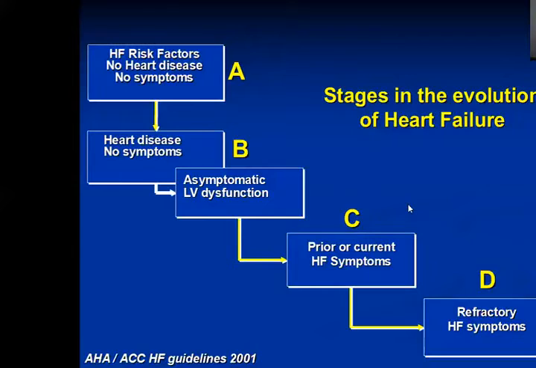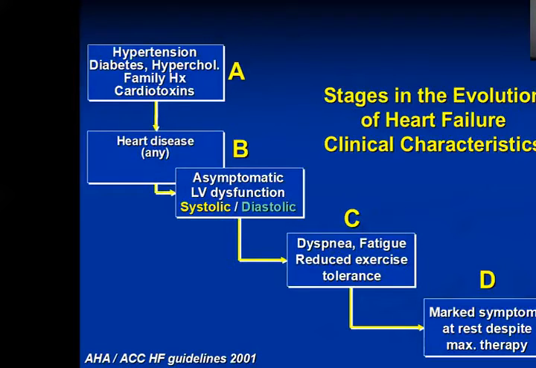So that's again very important, to class your patient into these different stages A, B, C, D according to their own status. Stage A is a category where your patient has only risk factors, meaning hypertension, diabetes, hypercholesterolemia, family history, exposure to cardiotoxins, alcohol. Any condition which can compromise the heart should be seen as stage A heart failure. Just think of that.